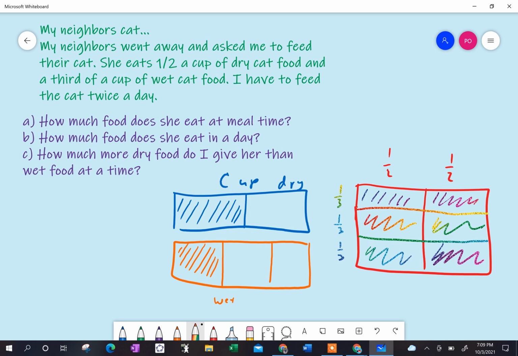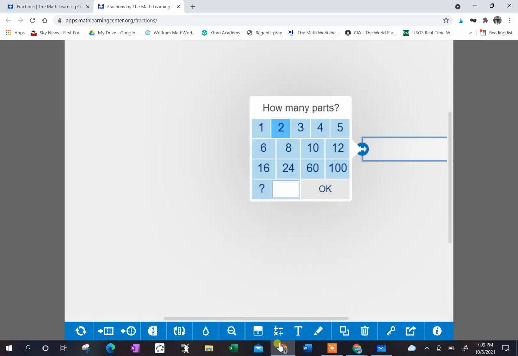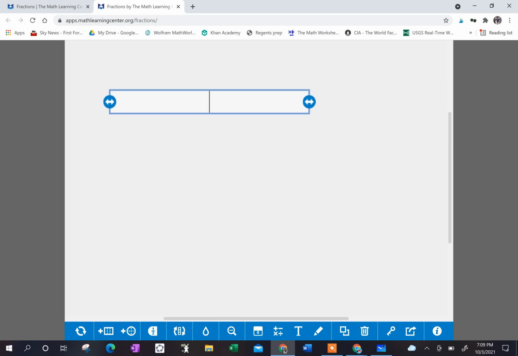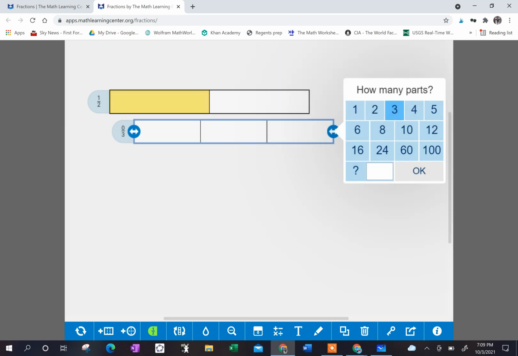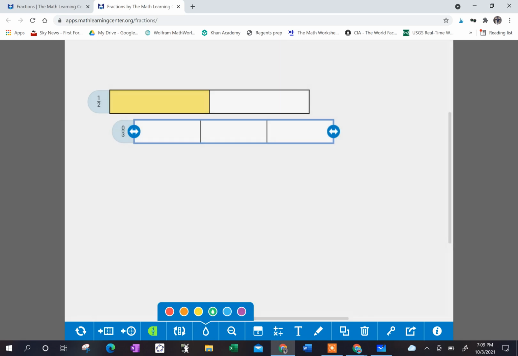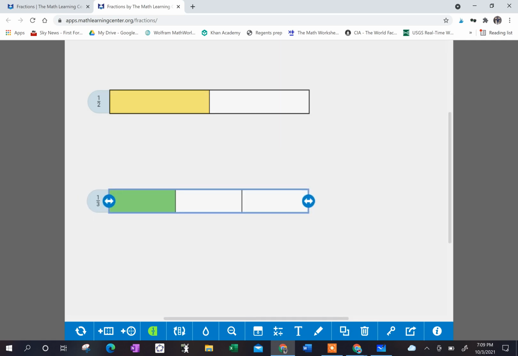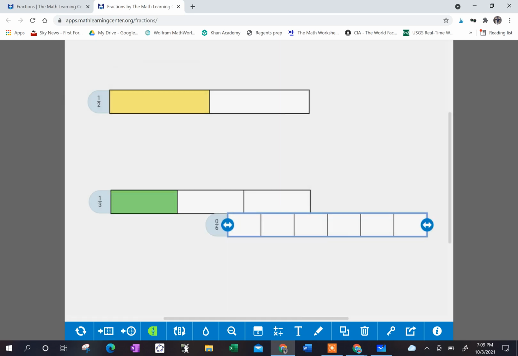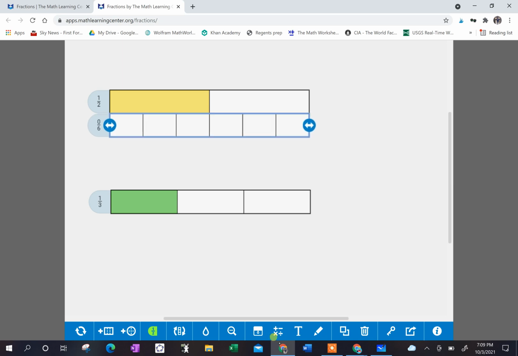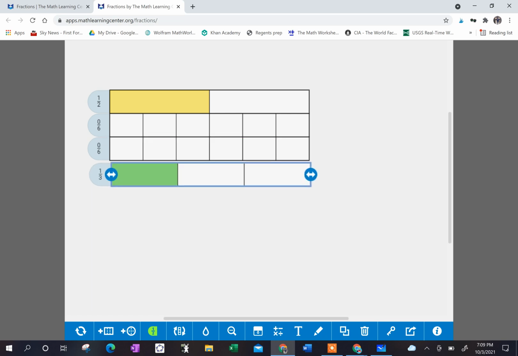And to do that, I'm going to use the Math Learning Center's wonderful app. And first I'm going to do a half. Then I'm going to do a third. And let's see what it looks like. Here we go. Ooh. Now, like I said, the cat eats half a cup, but I'm going to have to cut these into 6. So let's see if that will work. I'm going to duplicate that and make 2 of them. So let's see if that works.